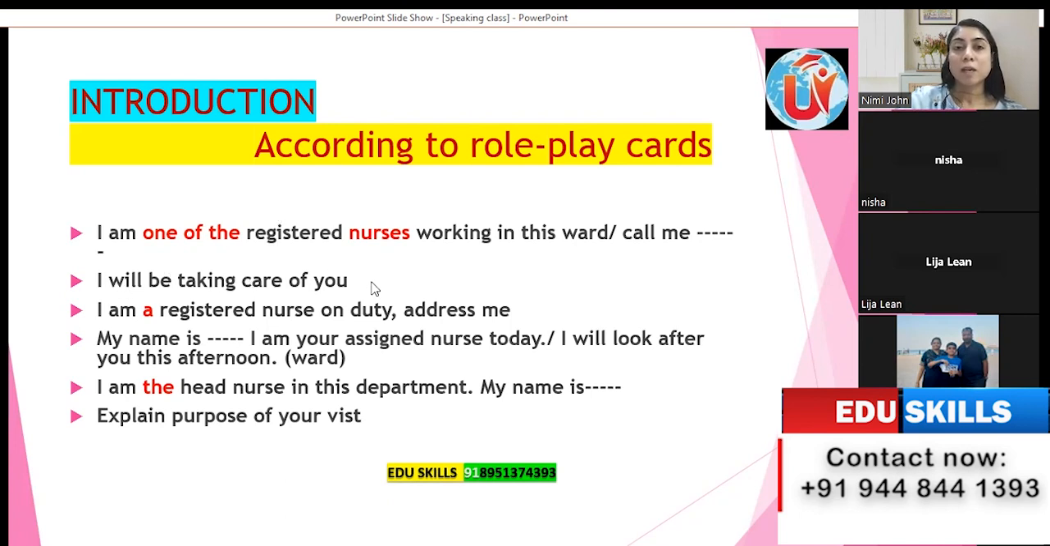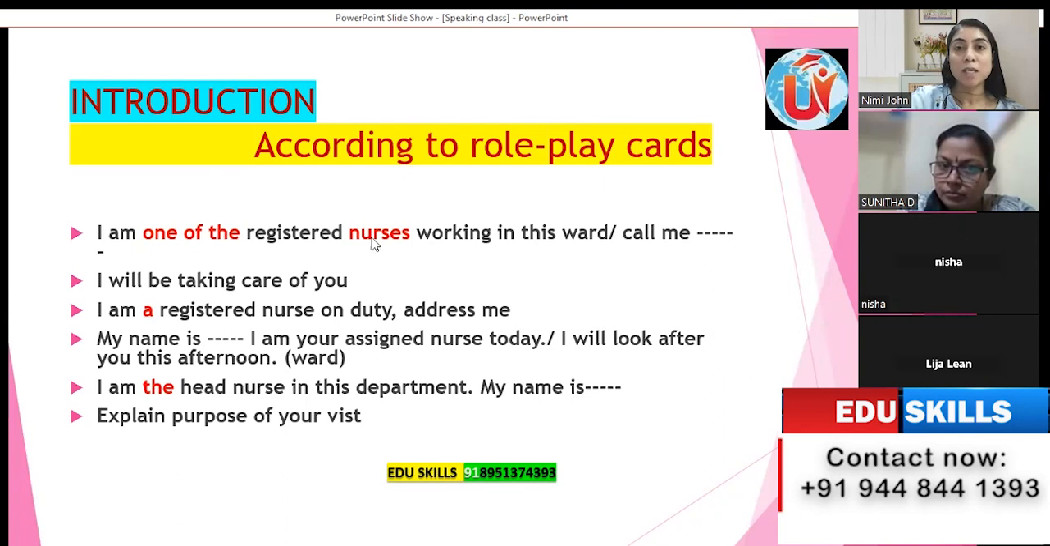Then, I will be taking care of you. If you are saying I am a registered nurse on duty, here it is "a registered nurse", but with "one of", it is "one of the registered nurses". Then the next one is my name is Nimi. I am your assigned nurse today, because in the ward it's the assigned nurse, but in the emergency department or somewhere else, we can say the attending nurse. And I will look after you this afternoon.